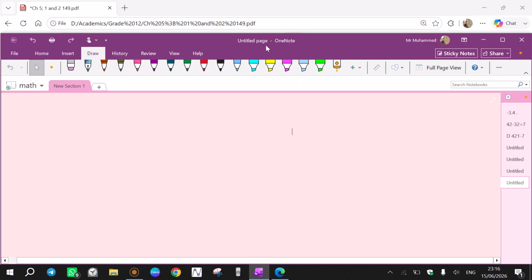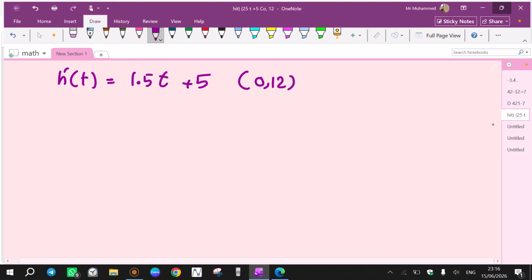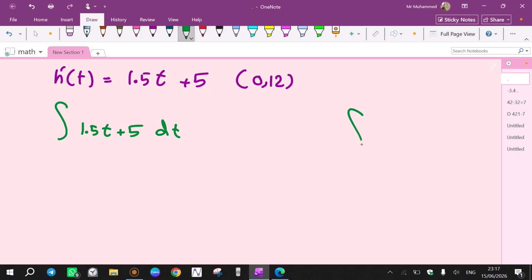The question is like this. h prime t equal to 1.5 t plus 5, and I know a point 0, 12. Let's find h of t, or find the equation of the height. This is h prime. To remove prime, we need to use integral. Integral 1.5 t plus 5 dt. Integral removes derivative. So integral of h prime t will be h of t.